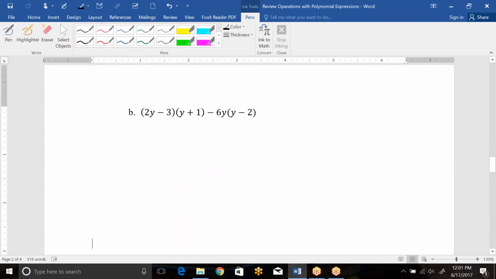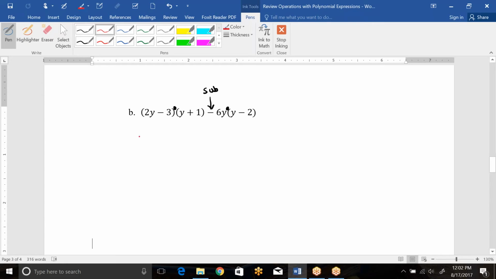Let's look at part B. We are dealing with multiple operations all in one problem. There is multiplication right here. So we're going to be timesing. There's also multiplication right here. And then there's subtraction in the middle. Now you still have to treat this, and this is why order of operations is very important, by the order of operations, which means we multiply before we can subtract.